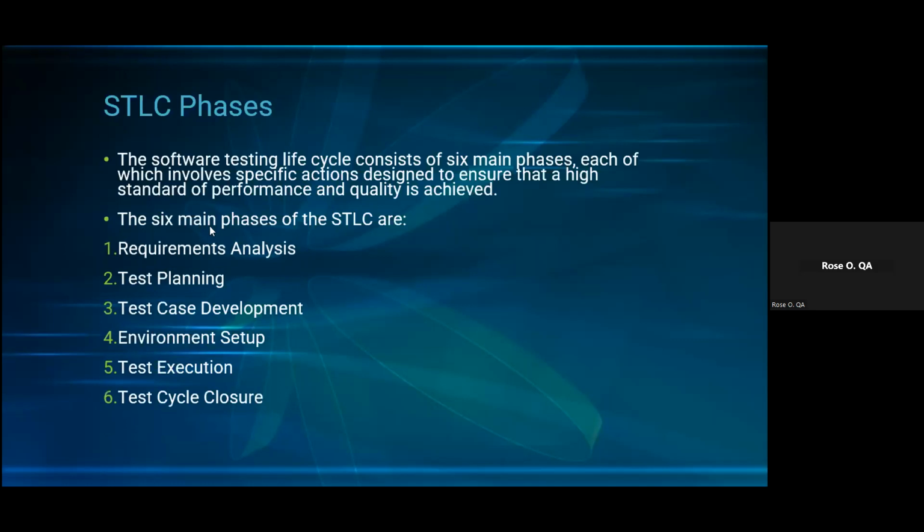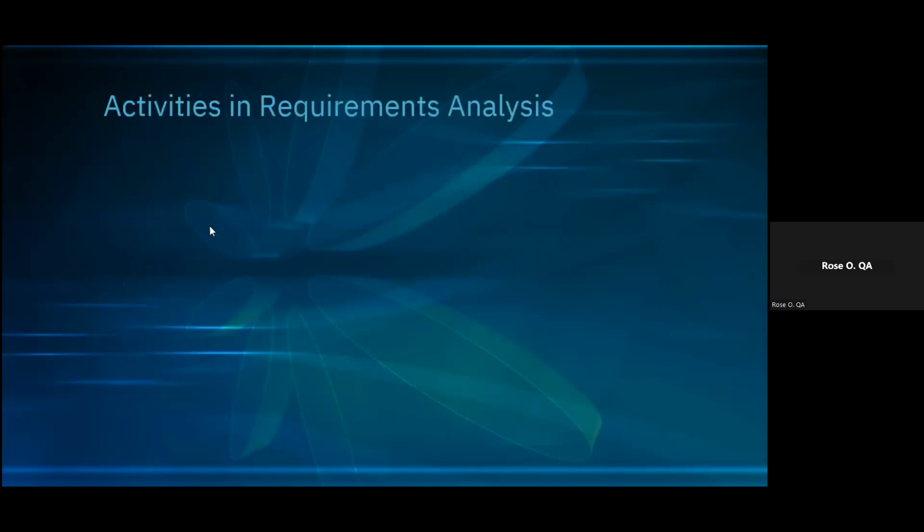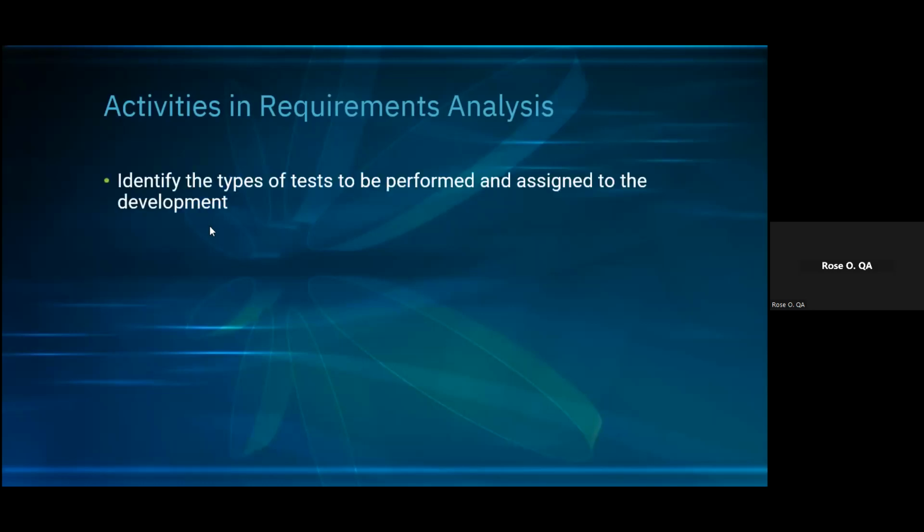So now, everything I've mentioned in the development phase, I'm bringing it as the process, how we as testers are meant to work. So the first one, what are the activities that you are meant to perform when you are doing requirement gathering? When you are listening to your user stories, when you have your user stories, what are the activities? One, identify the types of tests to be performed and assigned to the development.